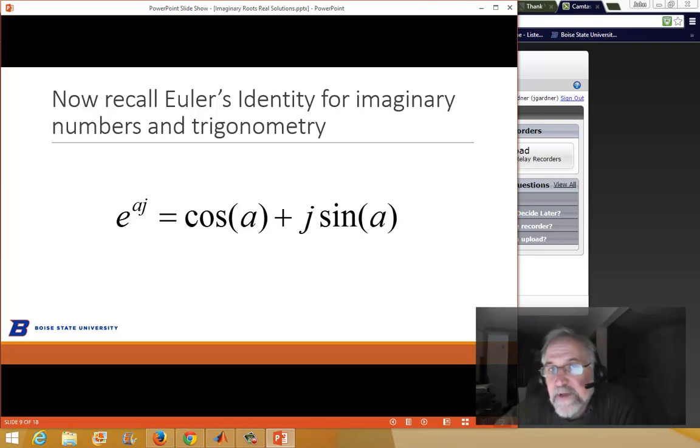Okay, the next step is pulling out an identity first formulated by Euler, the famous German mathematician. He observed that any exponential of a complex number times any real number, so it's the exponential of the square root of minus 1, j, times a real number, e to the jα, is equal to the cosine of the real number plus j times the sine of the real number. So there's the identity there in the slide.